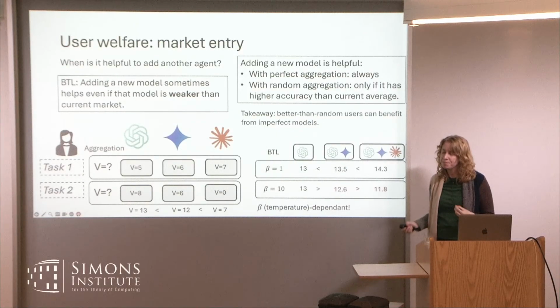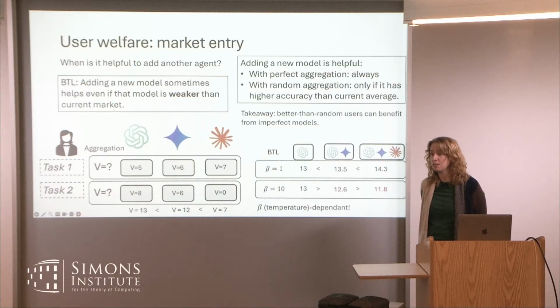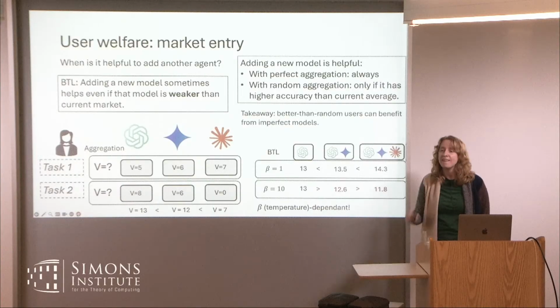Yeah, so the choice model depends on the utilities. Yes, and user utility depends on the utilities. Yeah, great question.